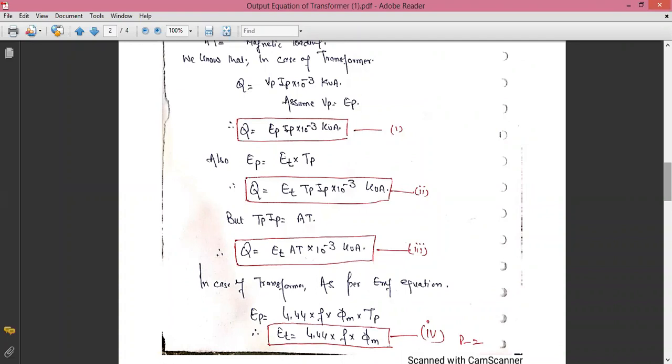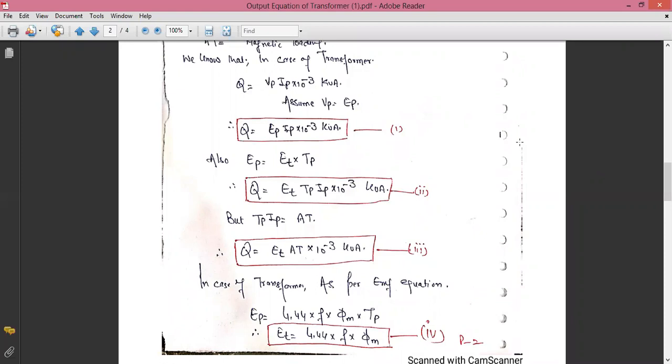Sir, why is this 10 raised to power minus 3? Minus 3 because it is in kVA. It is a kilo. The rating of the transformer is always in kVA, that is kilovolt ampere. So if you take the rating of the transformer in VA only, then this 10 raised to power minus 3 will not come. Okay, fine.